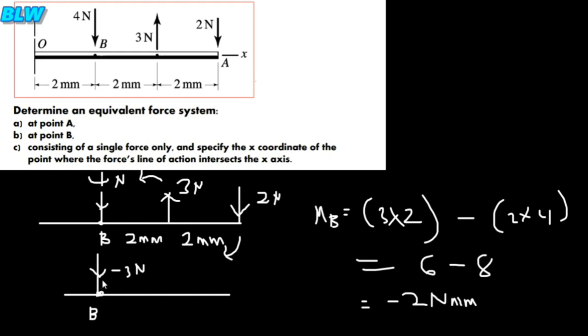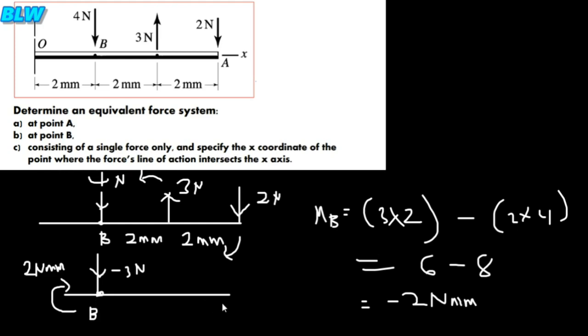So this tells me that for this equivalent force system here, the moment will be a negative moment. Therefore, it will be moving in the clockwise direction. The clockwise direction should be this way rather. Okay. So that will be my 2 Newton millimeter. Okay, so that's the moment about point B here.